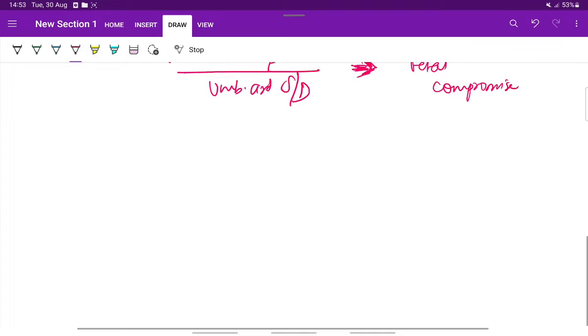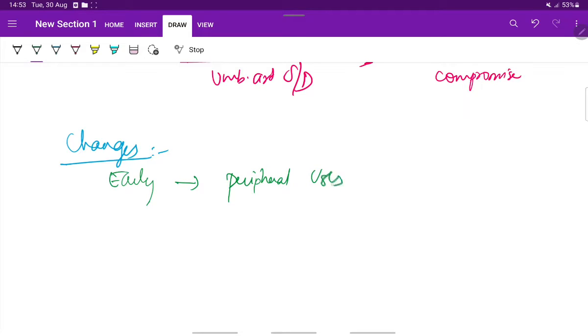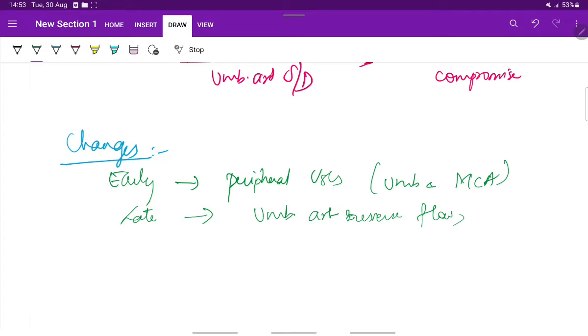And the Doppler changes occur in a pattern. Early changes occur in the peripheral vessels, the umbilical and the middle cerebral arteries, and the late changes include umbilical artery reverse flow, abnormal changes in the ductus venosus, and aortic and pulmonary outflow tracts.